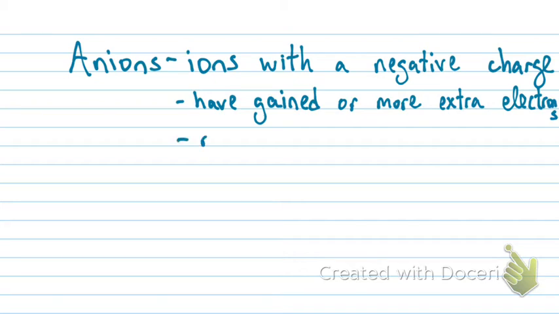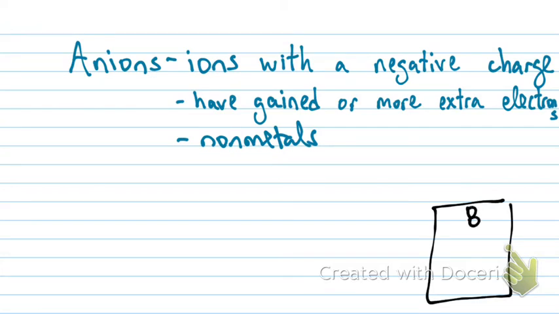The nonmetals tend to form anions. So an example of that would be something like oxygen. So if we look on the periodic table, oxygen is element O, it's number 8. And instead of calling it oxygen as an ion, we actually changed the ending of the anions. We changed their ending to IDE.